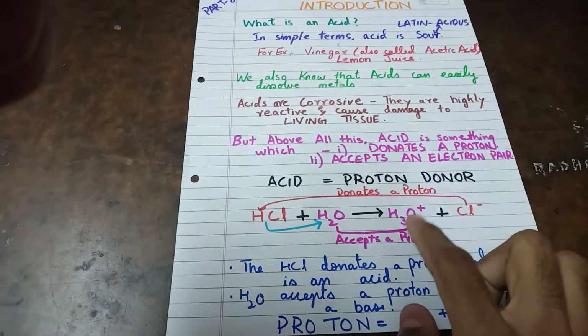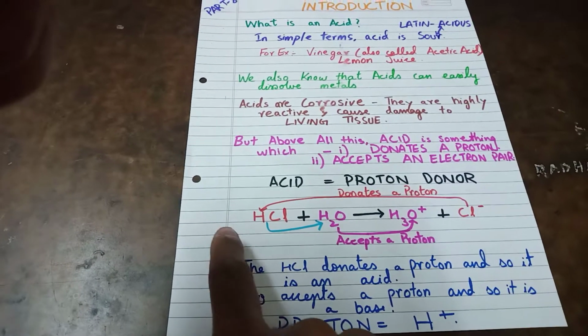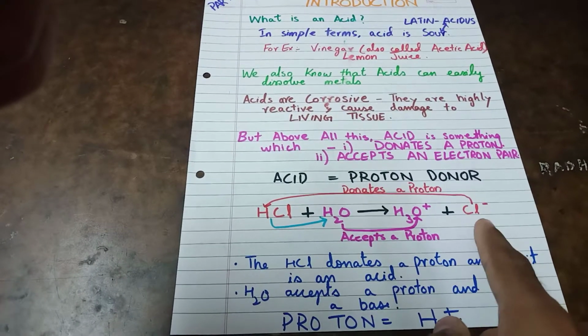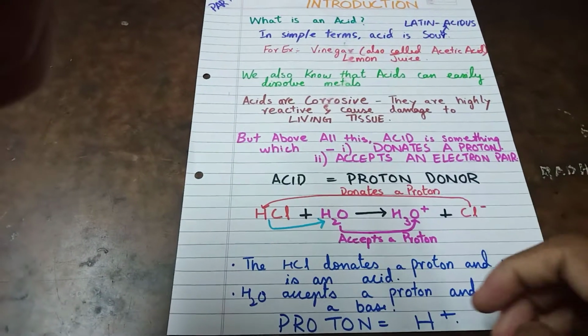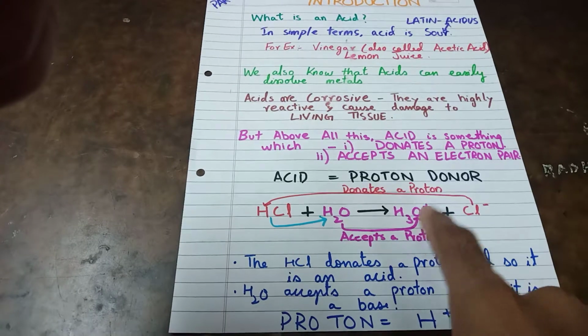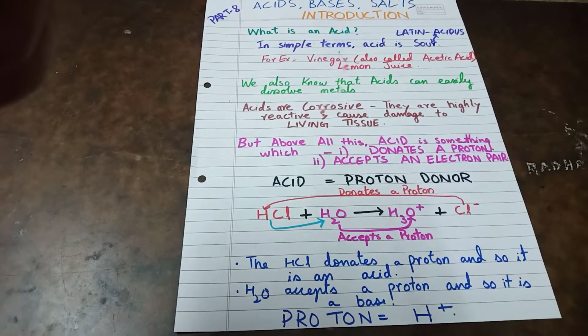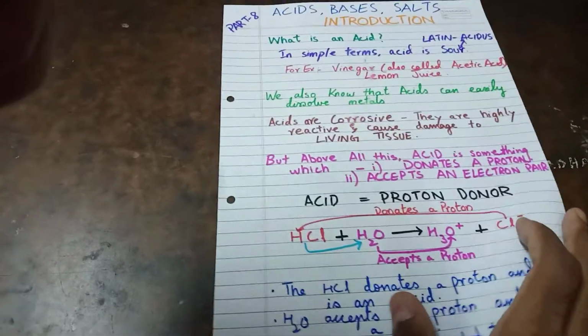H2O accepts a proton and it becomes H3O plus. So that's why it's a base. HCl donated a proton and becomes Cl minus. That is an acid. But H2O accepted a proton and became H3O plus. So that's why it's called a base. And by now you must have understood that proton is nothing but H plus.